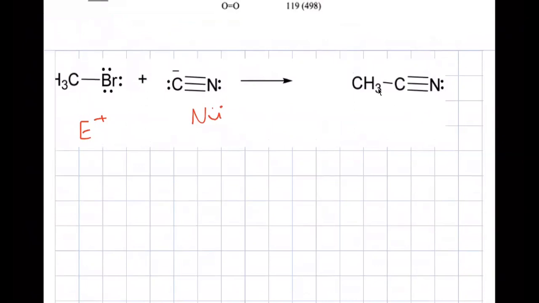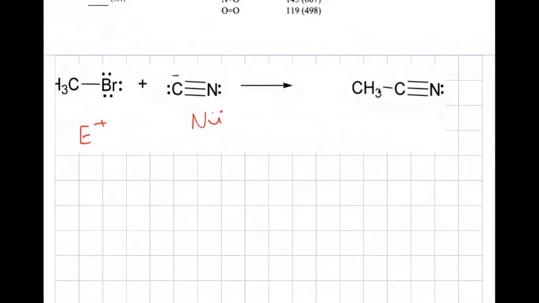Polarization. You've got to look for the polarization, right? So here, this is polarized this way. Is that right? Correct. The carbon is partially positive, the bromine is partially negative. That means the nucleophile is looking at that carbon as the attack site. All right, so let's put the arrows in here.